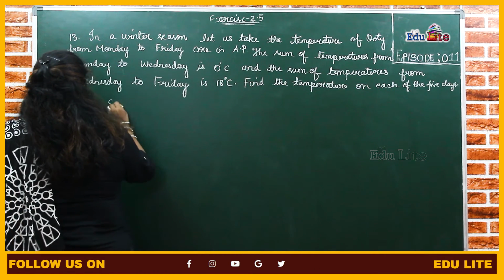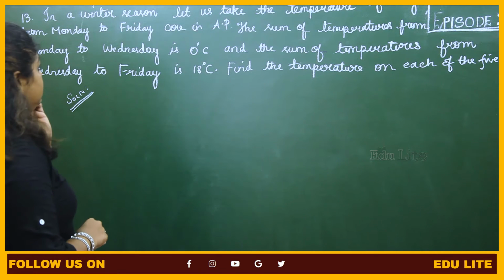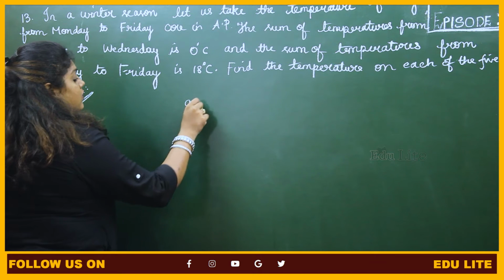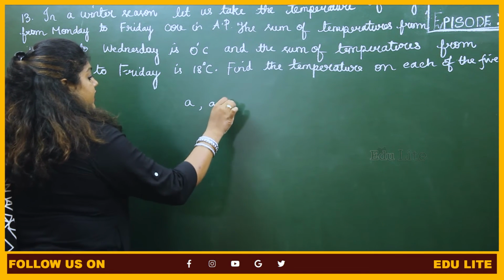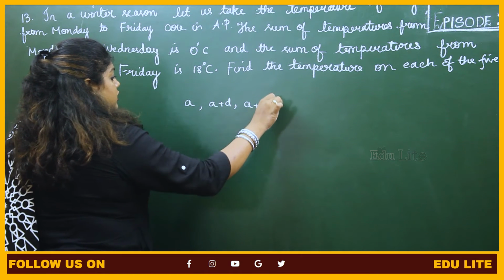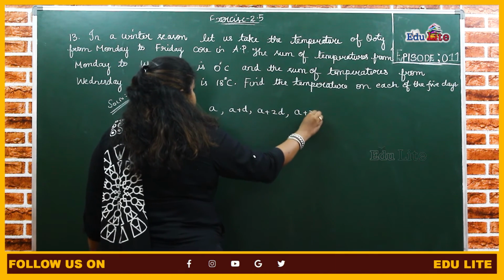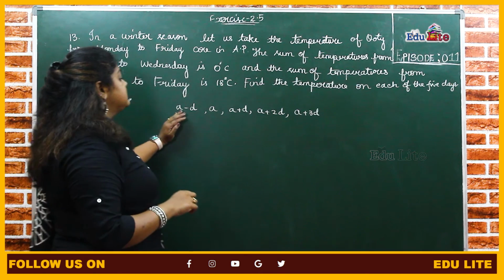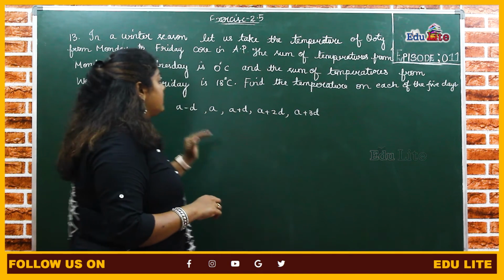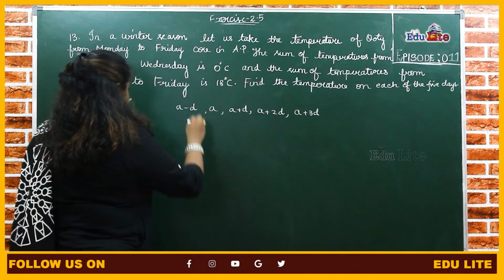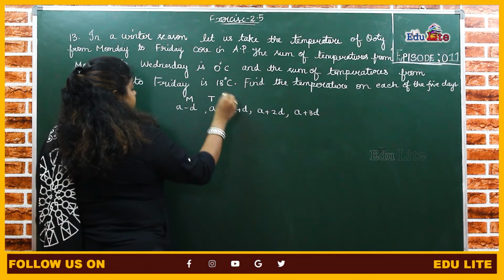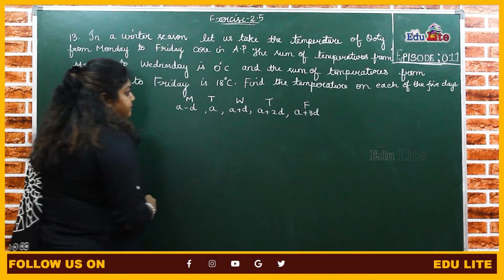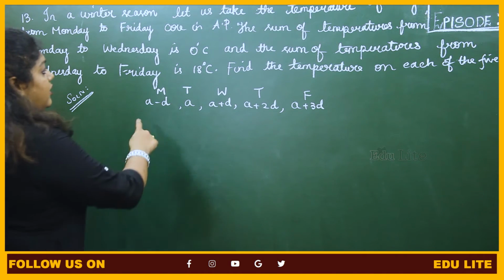Let us do so. First, we have to write the consecutive 5 numbers for Monday to Friday. In AP we know A plus D, A plus 2D, A plus 3D. If it is A, the previous term would be A minus D. So, these are the 5 terms we are considering, representing Monday, Tuesday, Wednesday, Thursday and Friday. According to the question, these are all in AP.